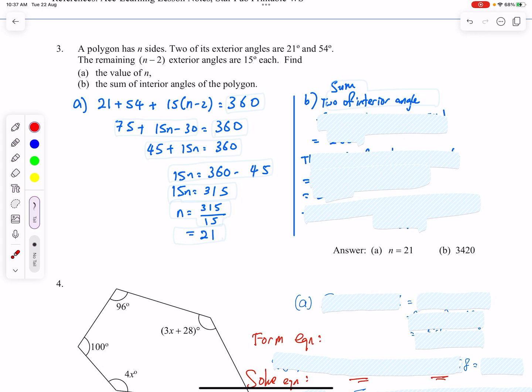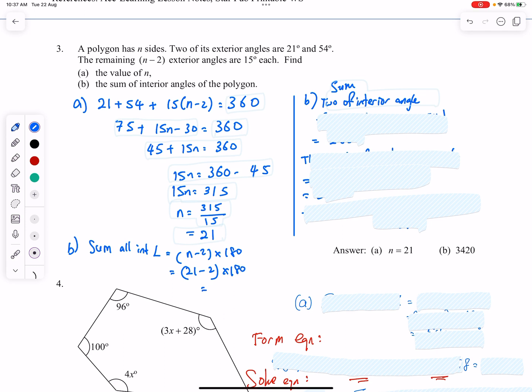But I can still use the idea. So let's try. Now I can say things like that. So B, sum of all interior angles, because I don't care whether it's regular or not regular, I know it's n minus 2 times 180. I know it's 21 minus 2 times 180.